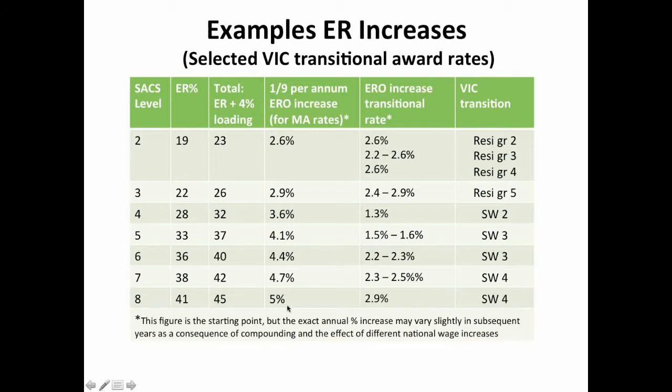Right down to someone who's translated to a level 8, modern award will move by 5%, but the transitional rates will move by approximately 2.9%. Of course, that is affected by the national minimum wage increase each July, so we're not able to give you exact figures, it's just a rough outline.